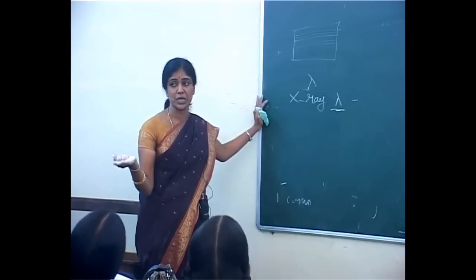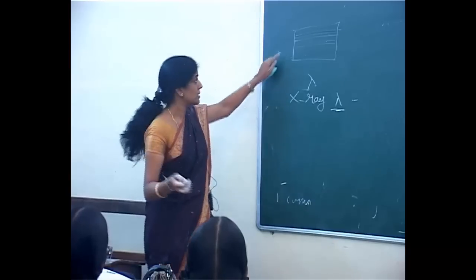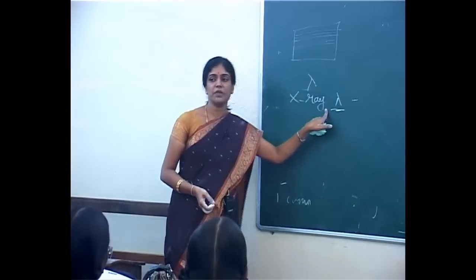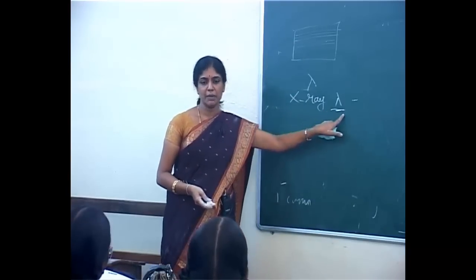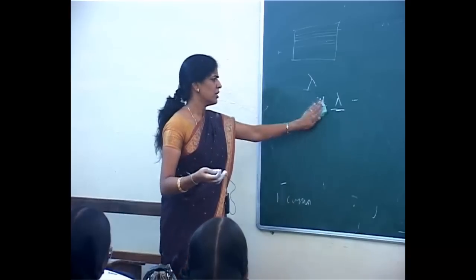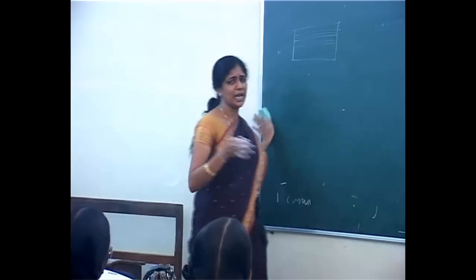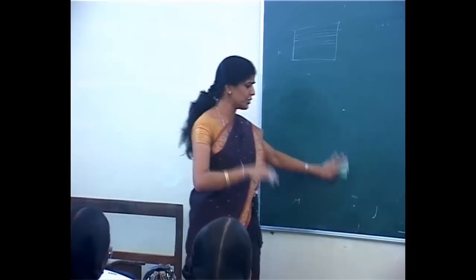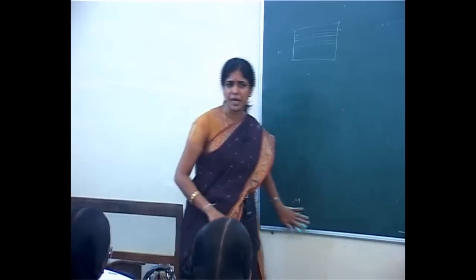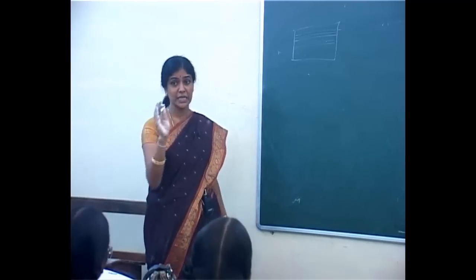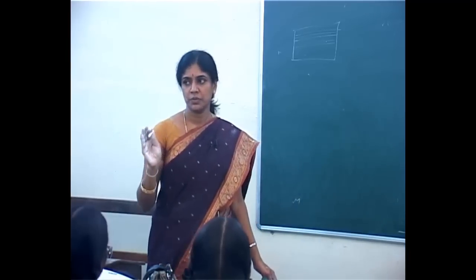It is impossible to construct a grating element whose spacing between the rulings is of the order of the wavelength of X-ray. This kind of grating element cannot be constructed. So they thought, can I diffract an X-ray using any other thing? They took some crystals. In a crystal, how will the atoms be arranged?